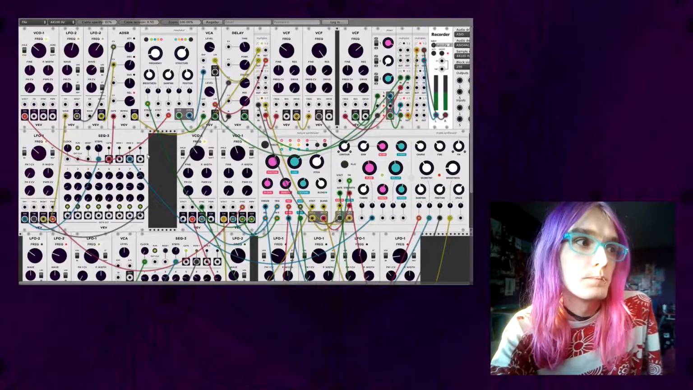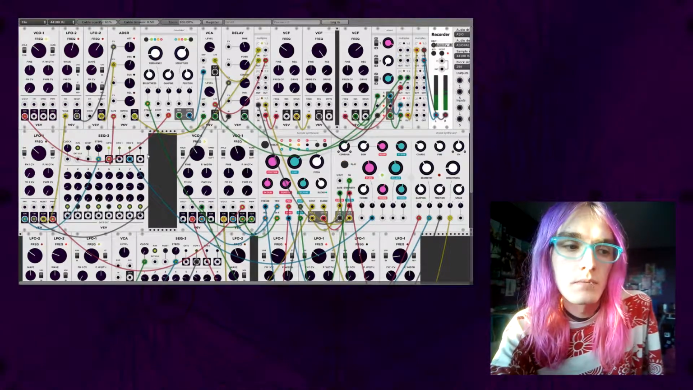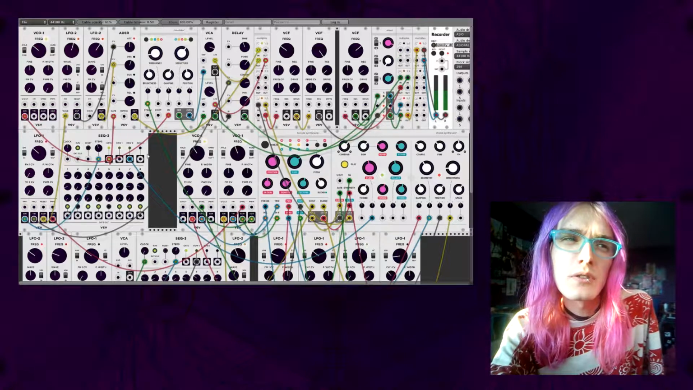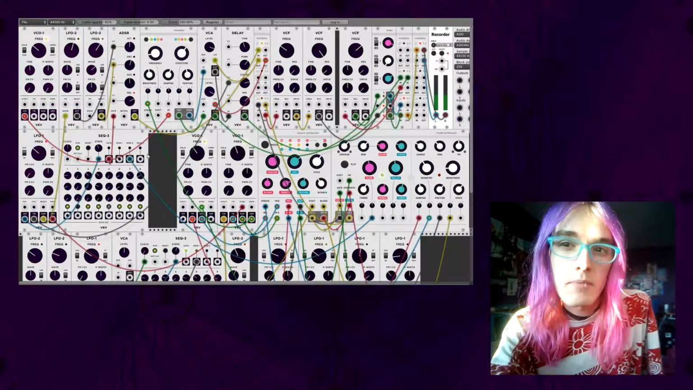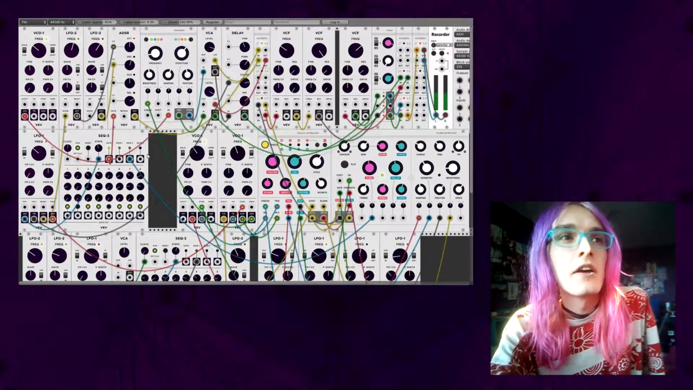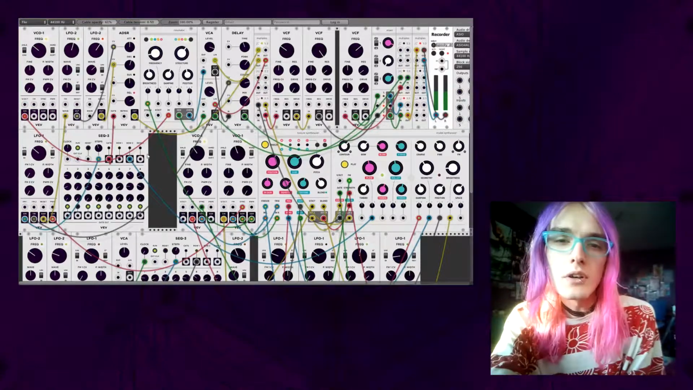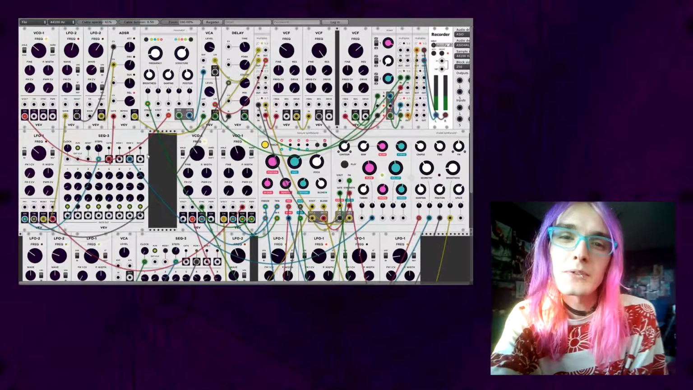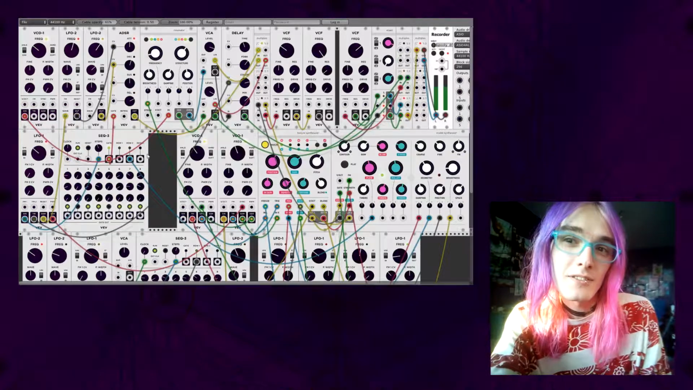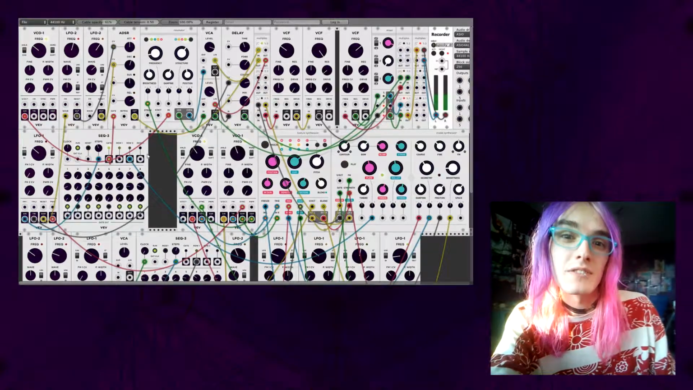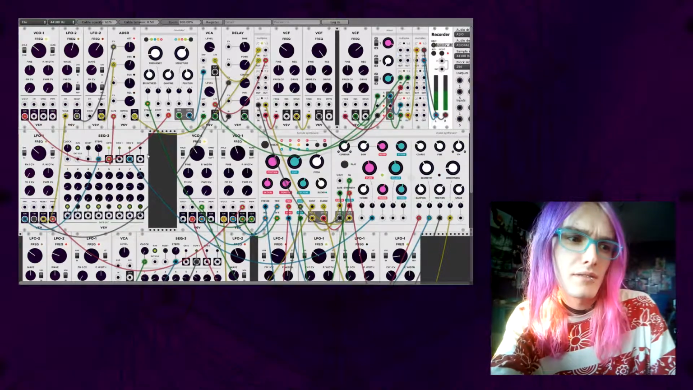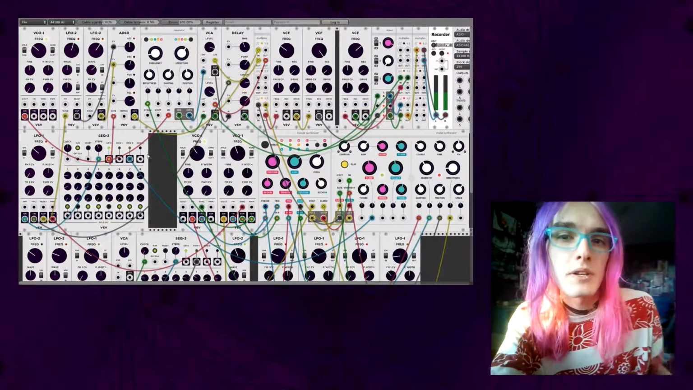So this one is about the third or fourth ever patch I made in this software, so it's very far from being good, but I just fell in love with the process of creating patches in these modular synthesizers. I tried a couple of other ones, but so far this one is my favorite.